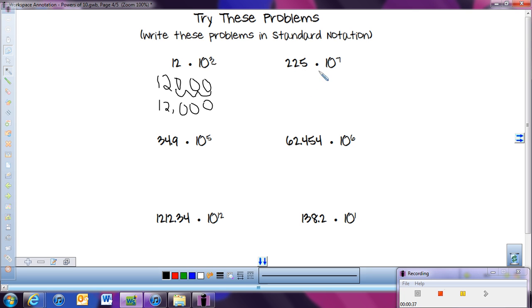Here I have 225 times 10 to the 7th. Again, there's no decimal point in there, so I'm going to put it at the end. 225 and a decimal point. And now it says move the decimal 7 spots to the right. So I'll move it 1, 2, 3, 4, 5, 6, 7. And we could add all of our zeros in there, and we would end up with 2, 2, 5, and then 7 zeros. 1, 2, 3, 4, 5, 6, 7.